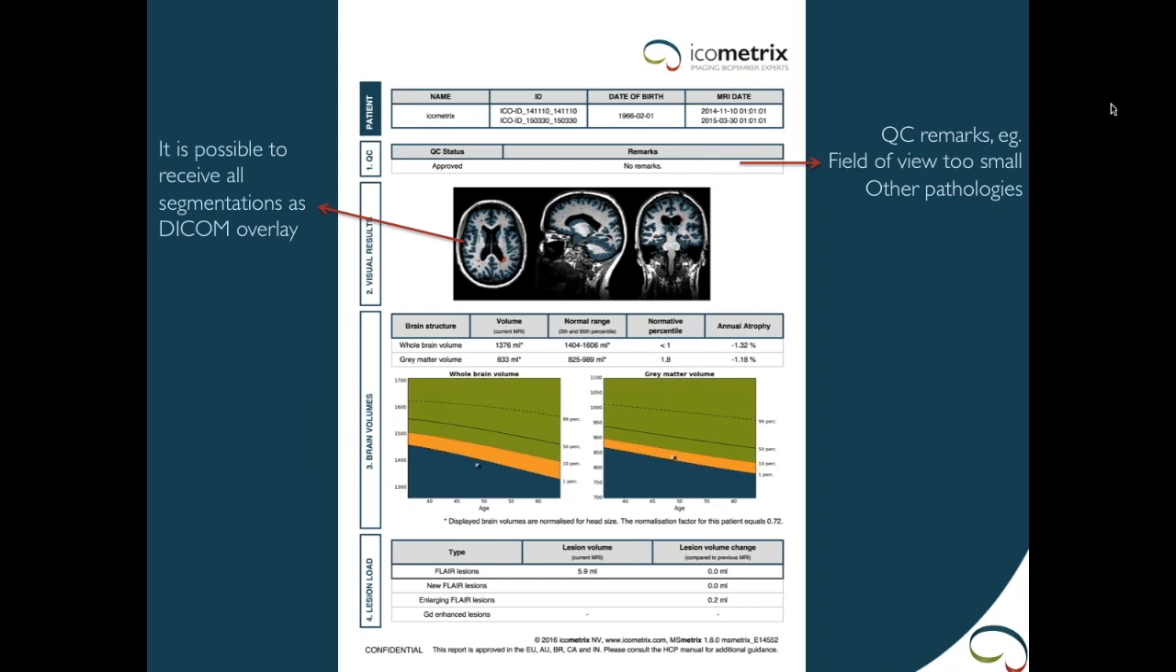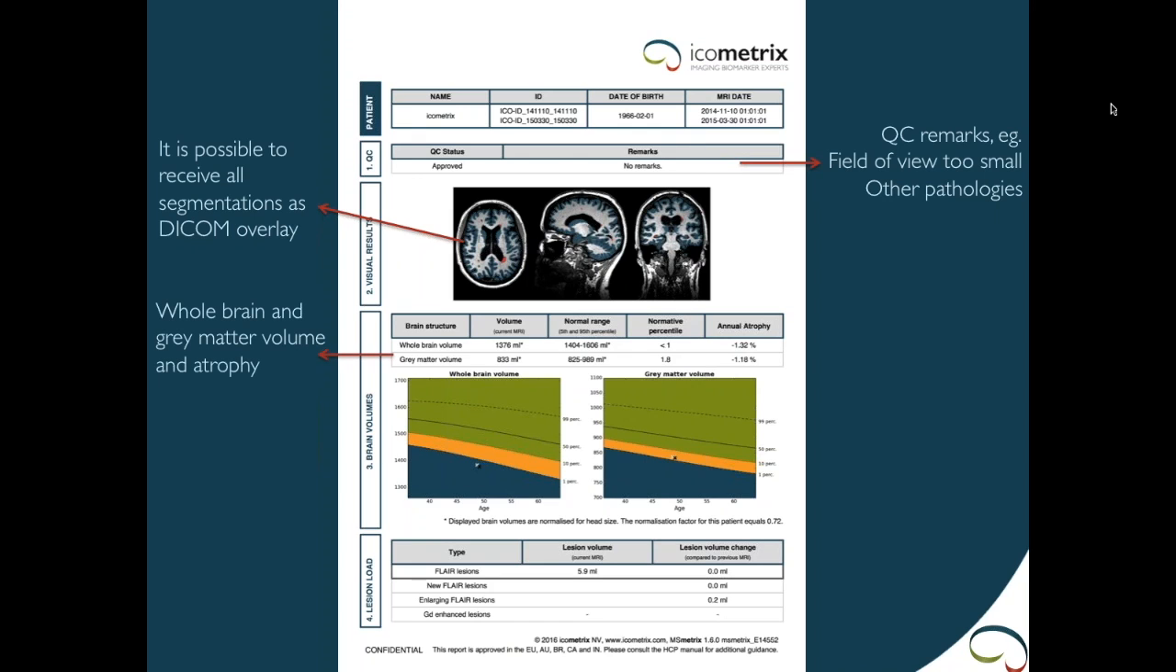Then we have some visual results showing in green the gray matter segmentation, and in red the lesion segmentation. It's also possible to download these segmentation overlays as a DICOM, and if you work with the PACS integration, they will be sent back to you, so you can scroll through the images yourself to have an idea how the segmentation is doing.